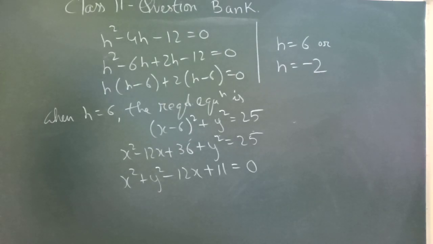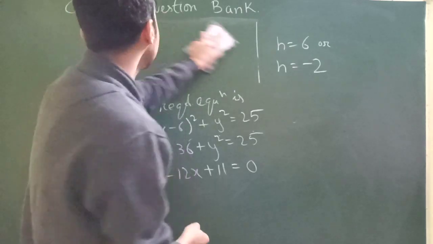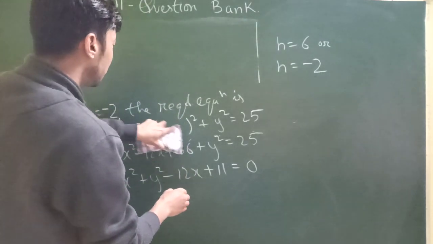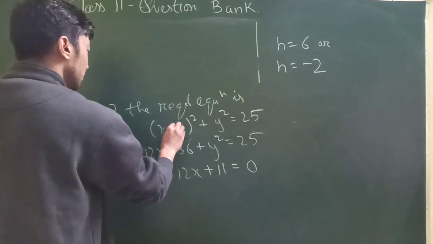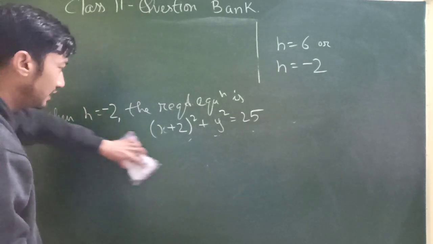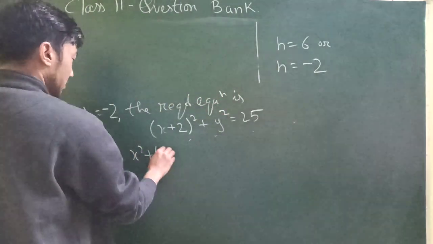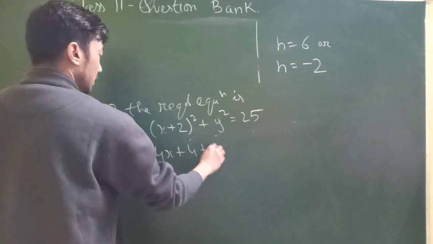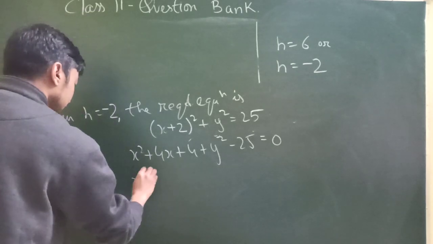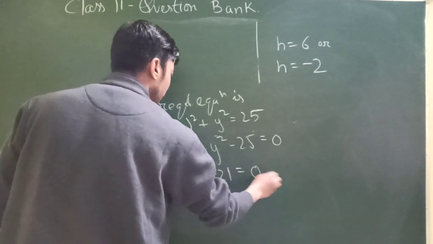Alright? Okay, so for the next part, I'll rub this off. For the next equation, that is when h is equal to minus 2, only this will change, that is x equal to minus minus, so that's going to be plus 2. Of course there will be a slight change in the equation, definitely. So that's going to be x square plus 4x plus 4 plus y square minus 25 equal to 0. So that's x square plus y square plus 4x minus 21 is equal to 0.